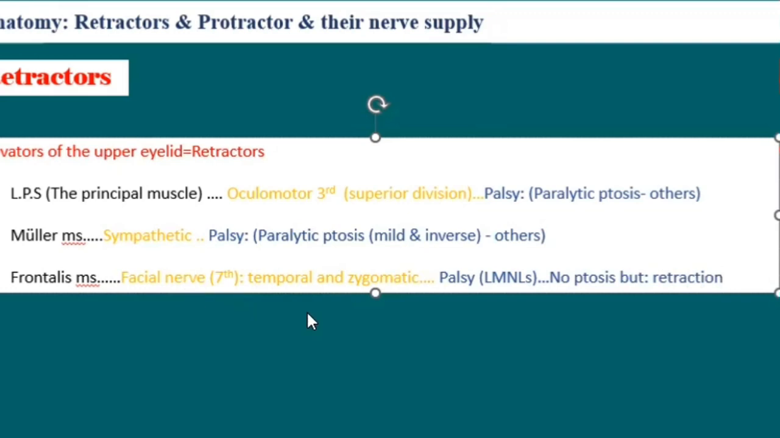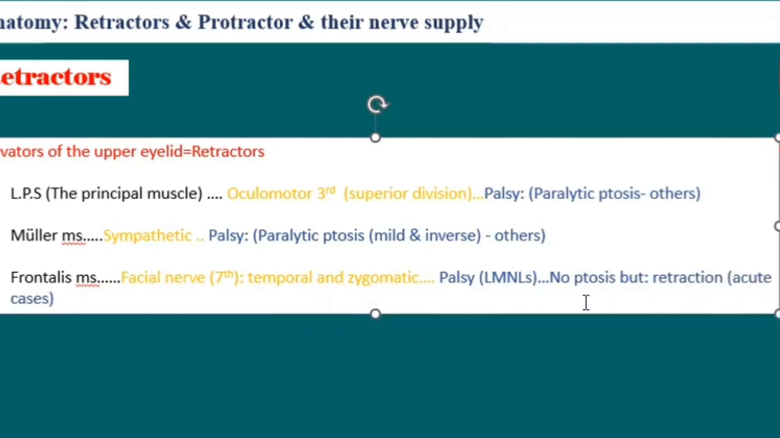But actually this is in acute cases. If you are studying from Kanski, there is a table that I really hate, which is about causes of upper eyelid retraction, and you will find facial nerve palsy among the causes. Why? Because the orbicularis is now paralyzed and we have an unopposed action of the levator, and the levator retracts the upper eyelid. So facial nerve palsy is among the causes of retraction of the upper eyelid.